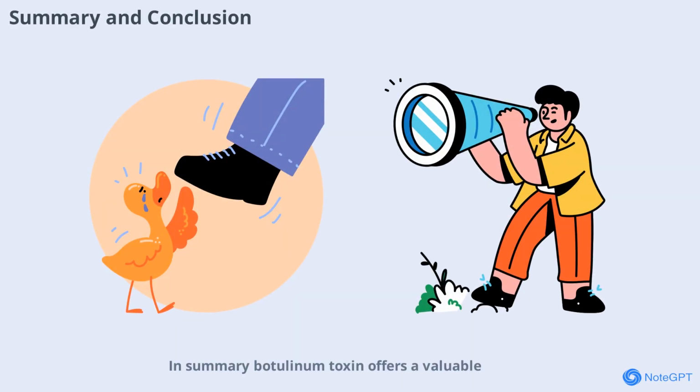Summary: botulinum toxin offers a valuable option for managing chronic musculoskeletal pain, especially in cases where conventional treatments have failed. Its unique mechanism of action, favorable safety profile, and versatility across multiple conditions make it a promising addition to the pain management toolkit. As research advances, its role is likely to expand, providing hope for patients with persistent pain.